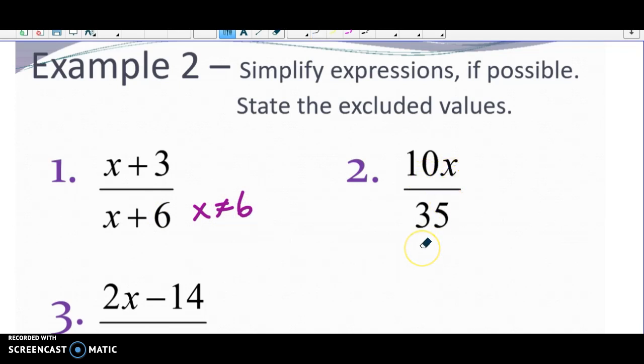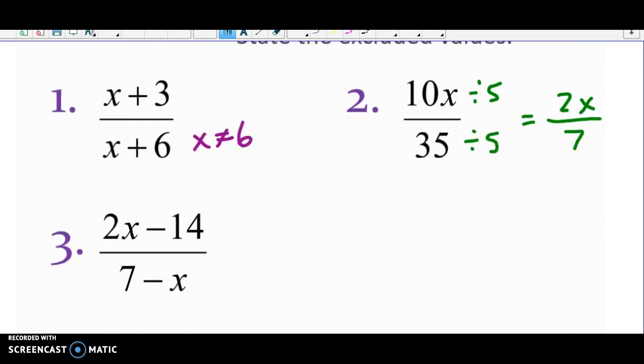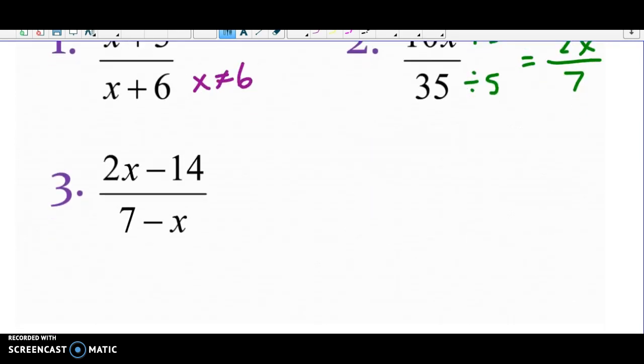10x divided by 35. I can't factor, but I can reduce because all I have is multiplication going on. So I can cancel my 10 and 35. They both can be divided by a factor of 5. So this would reduce to 2x over 7. And in this case, there is no value that would make my denominator equal 0, so there are no excluded values. Let's check out number 3.